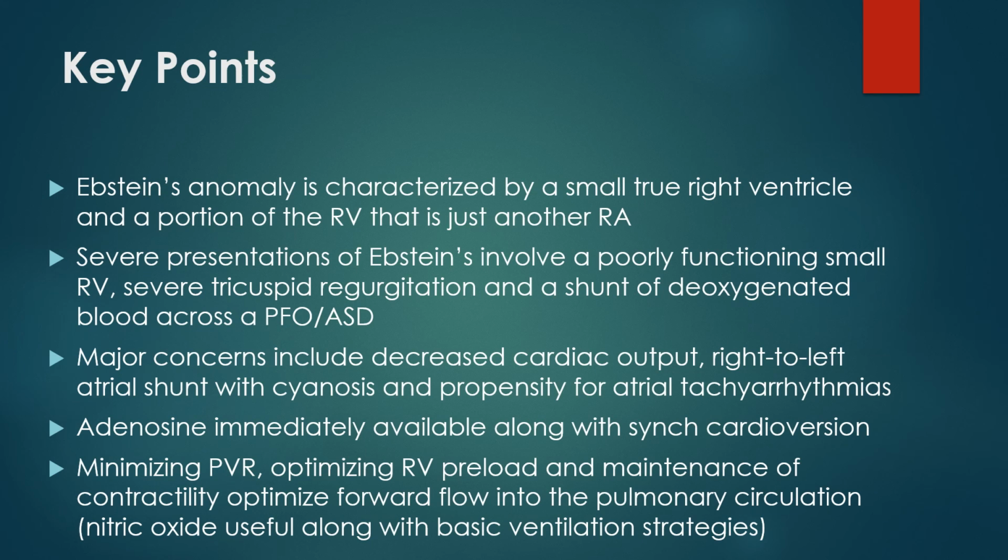So some key points about Ebstein's. It's characterized by a small true right ventricle and a portion of the RV that's just another right atrium, so an atrialized RV. Severe presentations of Ebstein's involve a poorly functioning small RV with severe TR and shunt. Major concerns include decreased cardiac output, acidosis, right to left shunt, cyanosis, and dysrhythmias. Adenosine should be immediately available in the OR, and minimizing PVR, optimizing RV preload, and maintenance of contractility is a very important step and may include nitric oxide with some basic ventilation strategies.